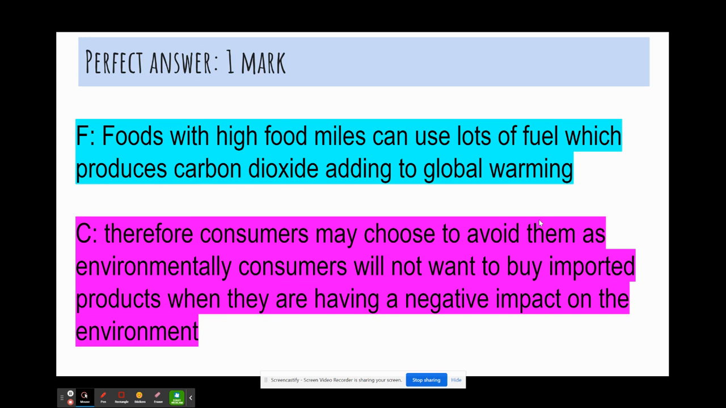Secondly, we've got here foods with higher food miles can use lots of fuel, which produces carbon dioxide, contributing to global warming. Therefore, consumers may choose to avoid these as environmentally friendly consumers will not want to buy as they have a negative impact on the environment.